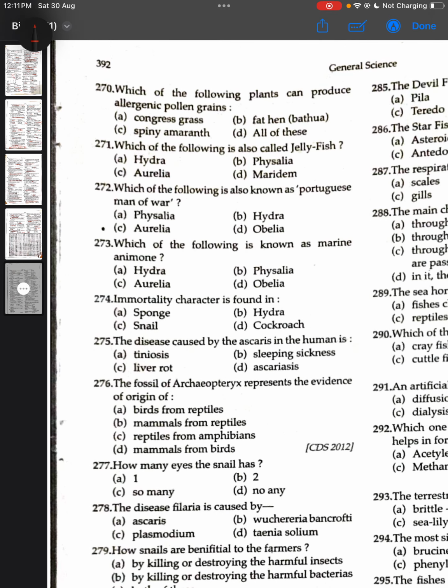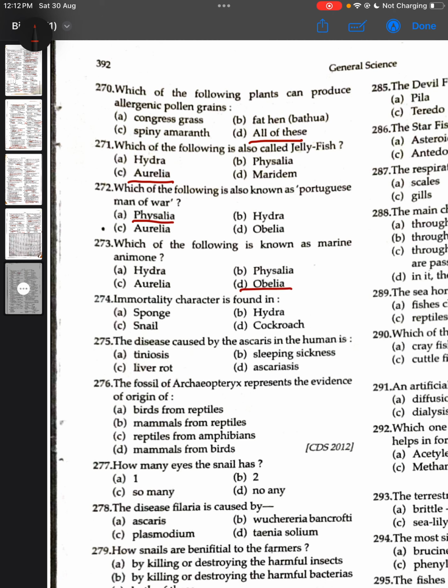Which of the following plants can produce allergic pollen grains? All of these. Which of the following is also called jellyfish? Aurelia. Which of the following is also known as Portuguese man of war? It is Physalia. Which of the following is known as marine anemone? The correct answer is Obelia.